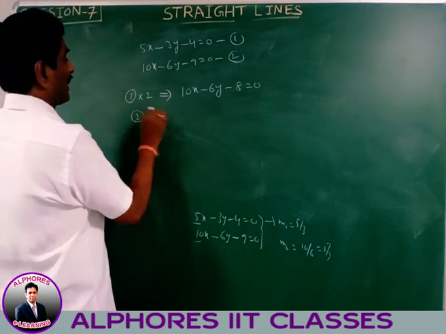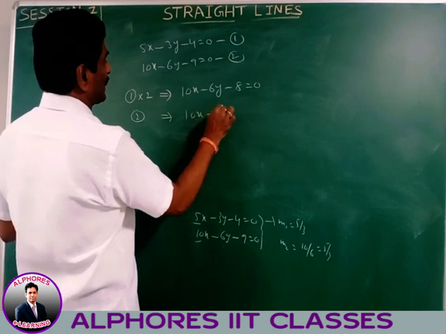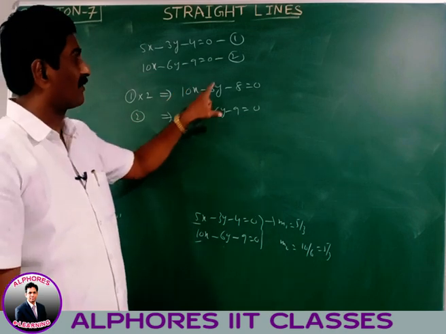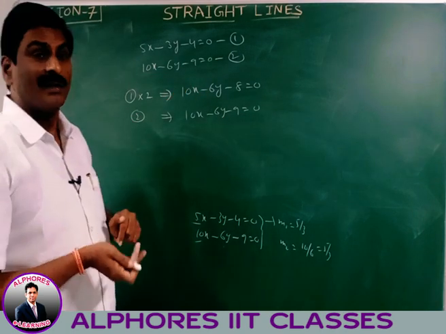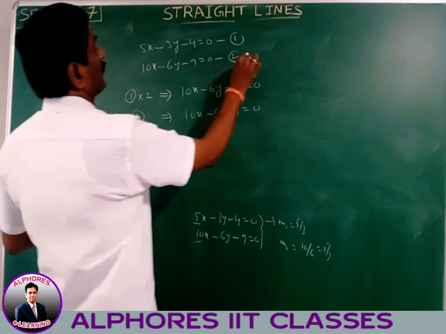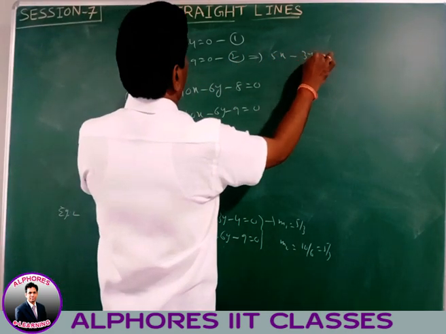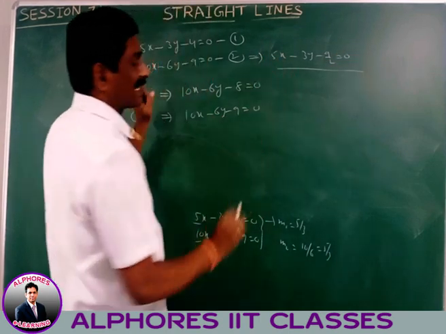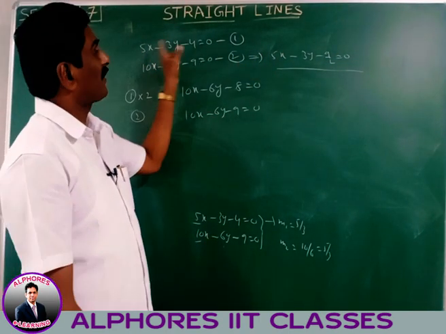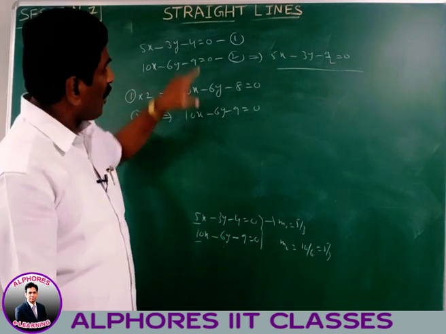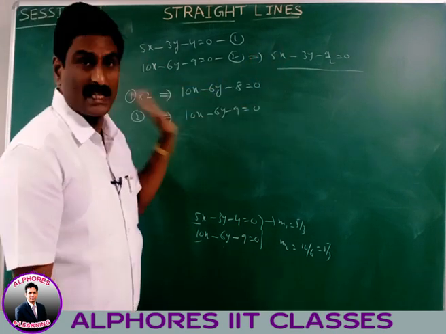Next, what is the second equation? 10x minus 6y minus 9 is equal to 0. Observe these values. In this case, x coefficients are equal, y coefficients are equal. Or we divide the second equation with 2, then we get 5x minus 3y minus 9 by 2 is equal to 0. It is the second equation. In this case, 5x, 5x, 3y, 3y, both are the same. Okay. We can do in this way or in this way.